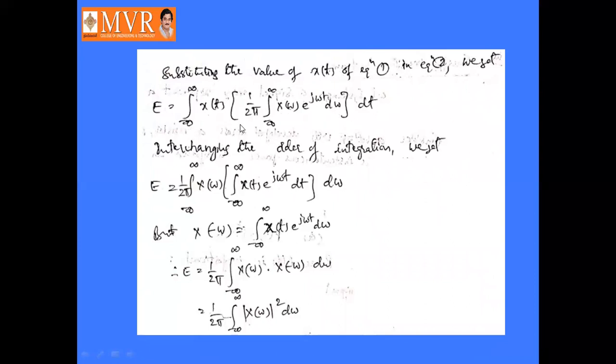Here two integrals are there. So interchanging the order of integration, it will become integral minus infinity to infinity X of omega integral minus infinity to infinity x of t into e power j omega t dt into d omega, right? But x of t into e power j omega t integrated is nothing but X of minus omega. Already X of omega is there, so it is 1 by 2 pi into X of omega into X of minus omega d omega, or it is 1 by 2 pi into integral minus infinity to infinity mod X of omega square into d omega.